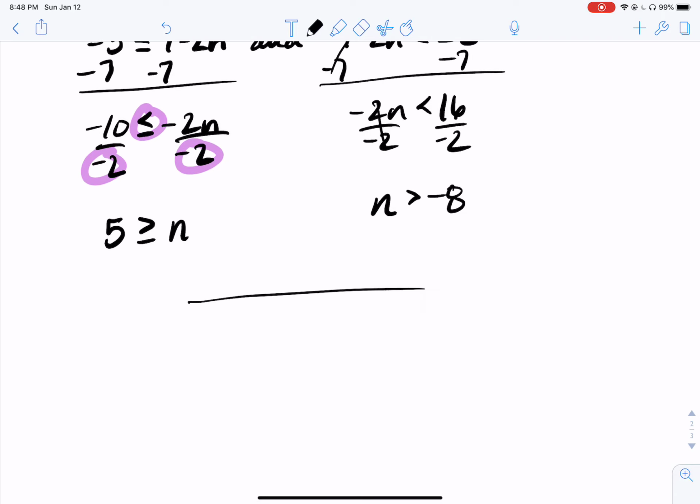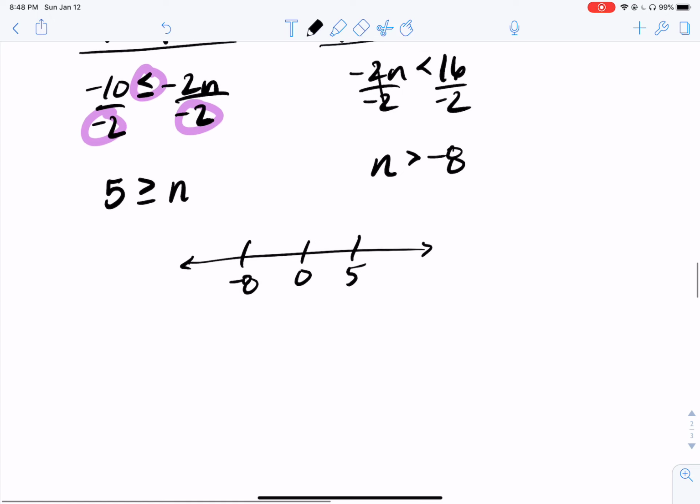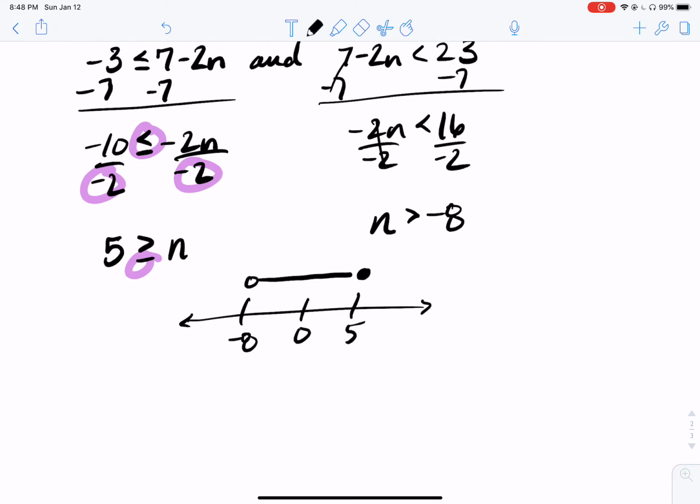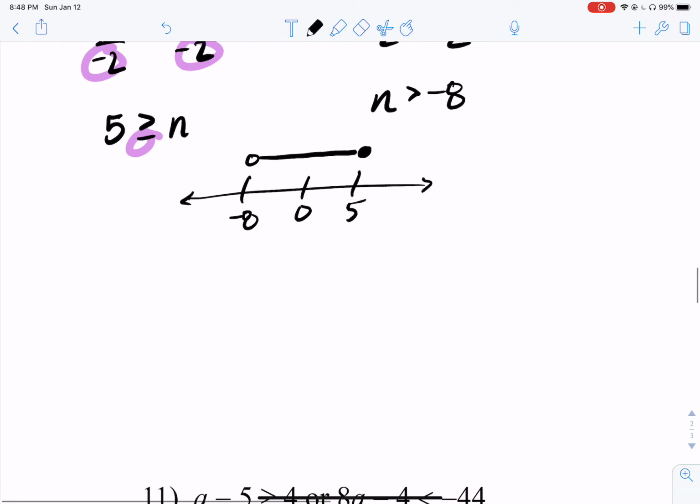So on my number line, negative 8 is less than 5. 0 would be obviously somewhere in the middle. Above negative 8, we would use an open circle because there is no equal sign. And on the 5, we would use a closed circle because this one does have an equal sign. And because it's an and, that connects the two, that makes them go towards each other.